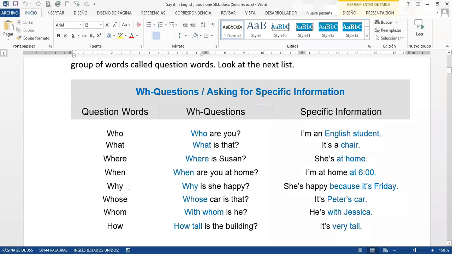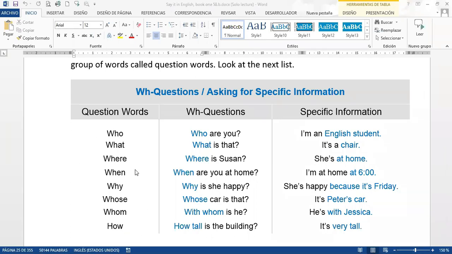Why? Why are you at home on Mondays? Because it's my free day. My free day is a day in which a person doesn't work. Whose? Whose, in Spanish, means de quién. Whose car is that? Oh, it's my father's car. Whom? Whom? Quién? Whom or who are equivalents?